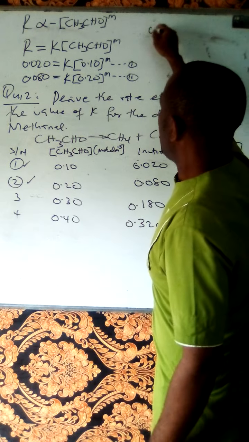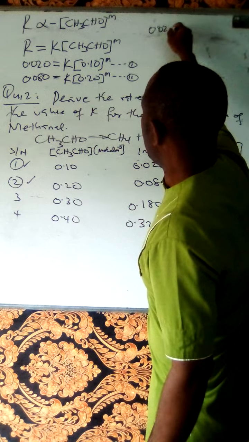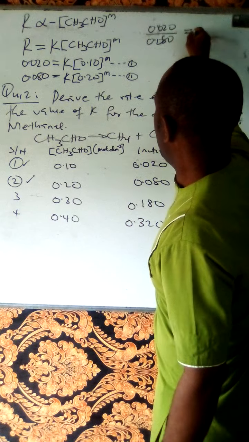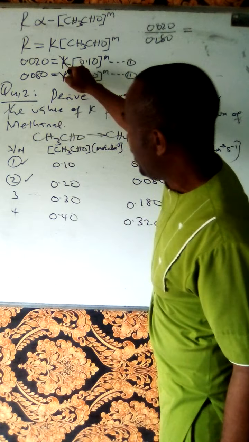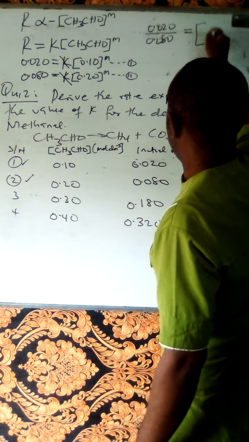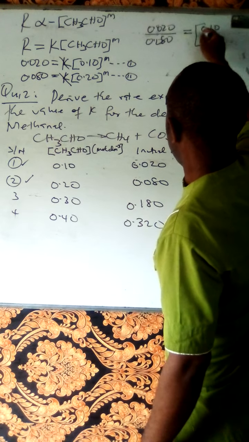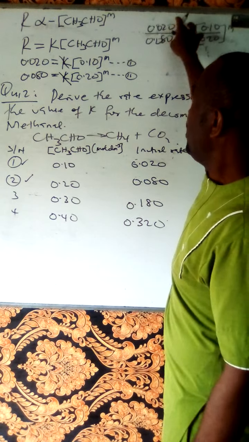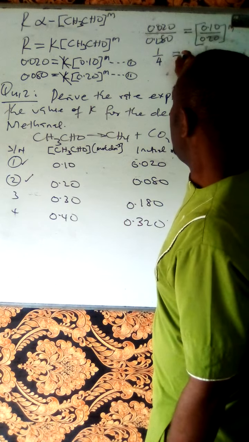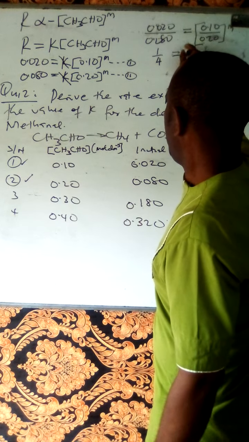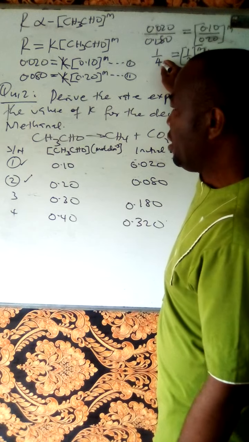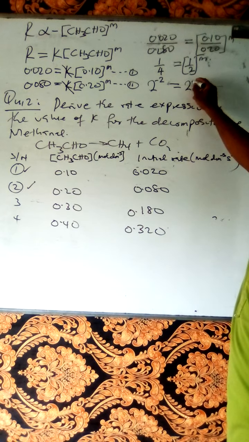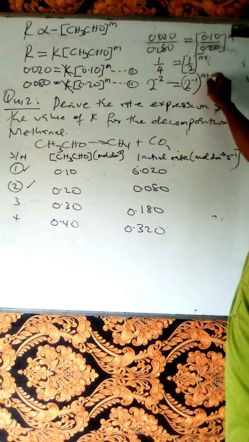So we have 0.020 all over 0.080 equals K, we cancel K, same constant. We now have one bracket, 0.10 all over 0.20 raised to power M. If I divide this, I'll be getting 1 over 4. This side I'll be getting half to the power M. 1 over 4 in indices is 2 raised to power minus 2. Then half is 2 raised to power minus 1, then bracket M.